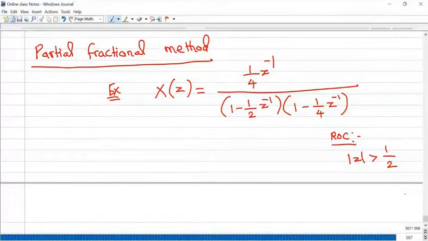So the second method is called the partial fraction method. Example 1: x of z equals 1 by 4 z power minus 1 divided by 1 minus 1 by 2 z power minus 1 times 1 minus 1 by 4 z power minus 1. Find the inverse z transform for the region of convergence modulus z greater than 2. Like in the Laplace transform, they will mention the region of convergence. If it is not mentioned, you write the result for the causal signal.